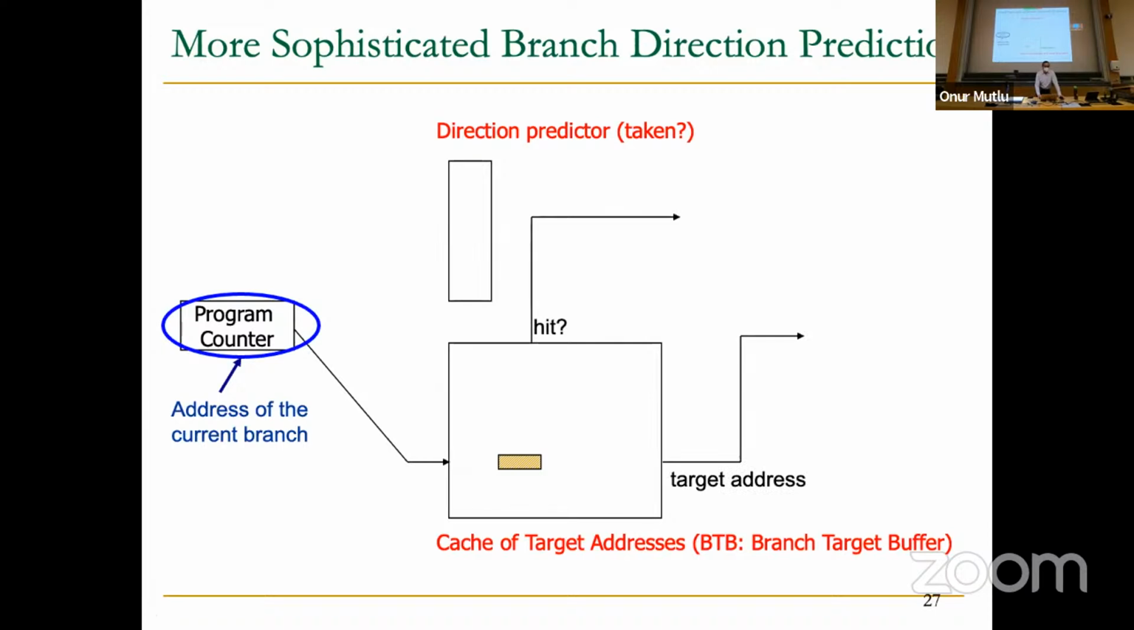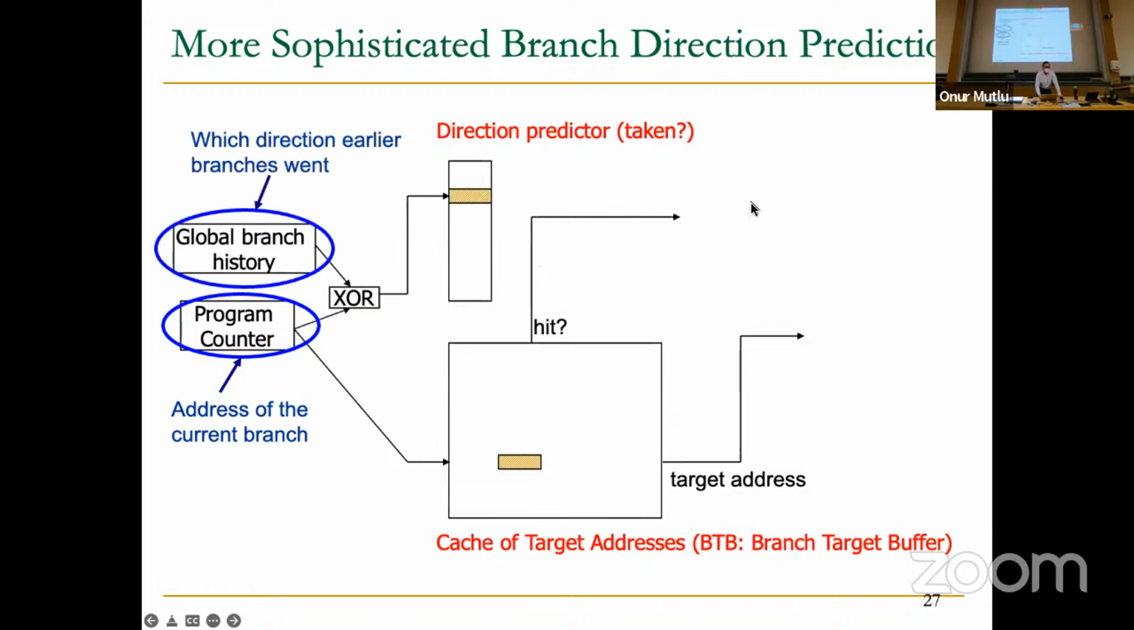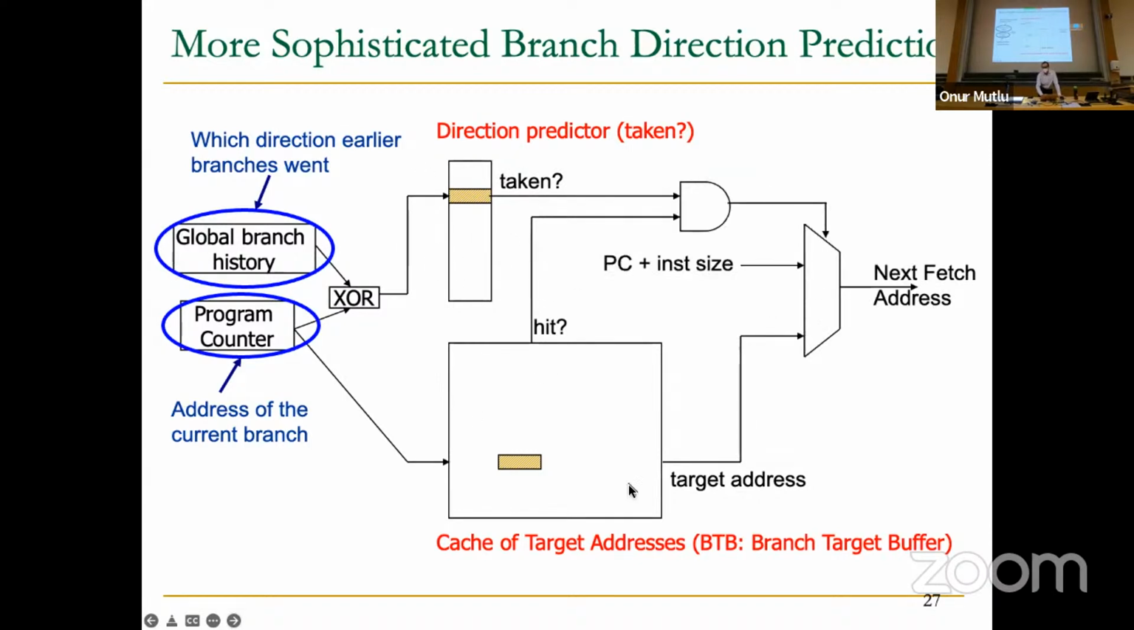More sophisticated branch direction prediction does something like this. The branch target buffer gives you the target address if it's present, and a hit or miss signal. And you can also incorporate which direction earlier branches went. This aids us in predicting the direction better. By knowing which direction some earlier branches in the program went, we make the direction prediction more accurate. And if this sounds like magic, it is not, because there's a pattern to the execution of different branches. Branches are correlated with each other, and we're going to exploit this correlation so that we can predict branches much better. This will improve the accuracy of the direction predictor, and the rest remains the same.